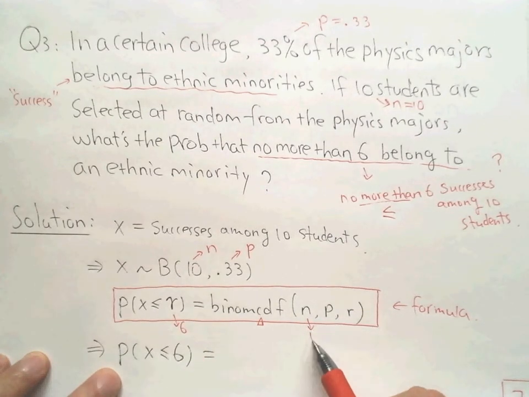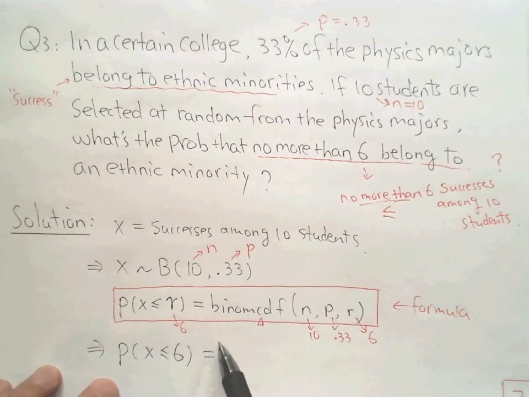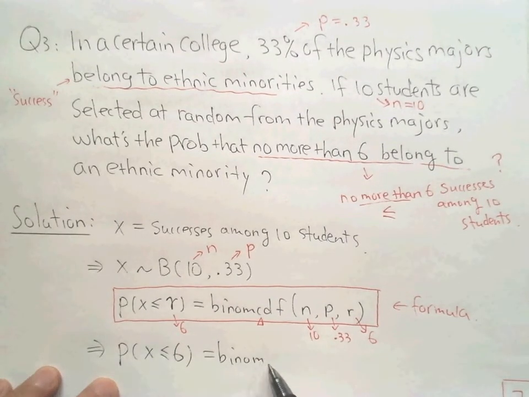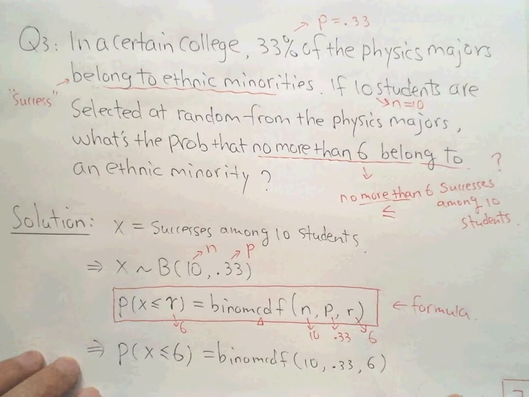Okay, among our questions, R is 6, and we know N is 10. We know P is 0.33. Now R from the question is 6. Everything is there. All we need to do is use the binomial CDF. Okay, N is 10, P is 0.33, and R is 6. I showed you how to do it, right?